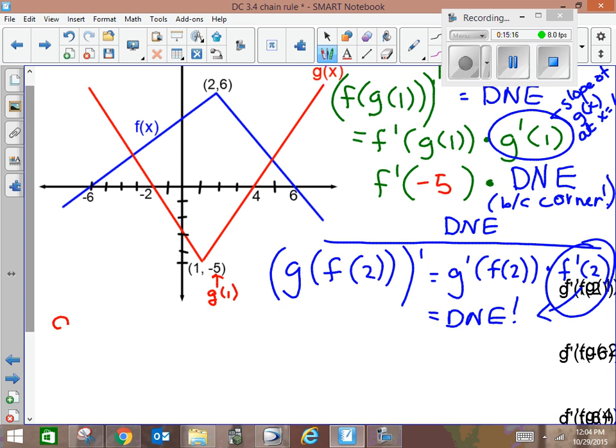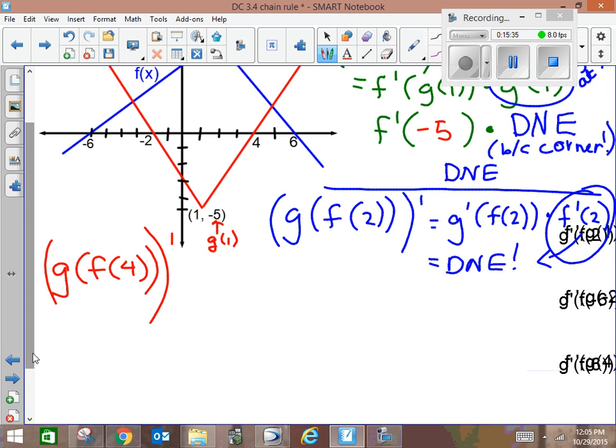We don't want any corners, so let's say g of the f of x, how about, let's go for 4. All right, and we want the derivative at 4. So here we go. We start with the formula. Give me the formula. Go ahead, Megan. G prime of f of 4 times f prime. Very good.